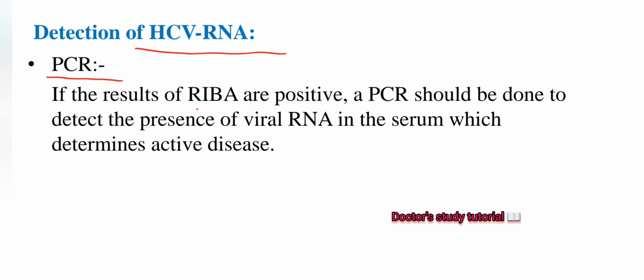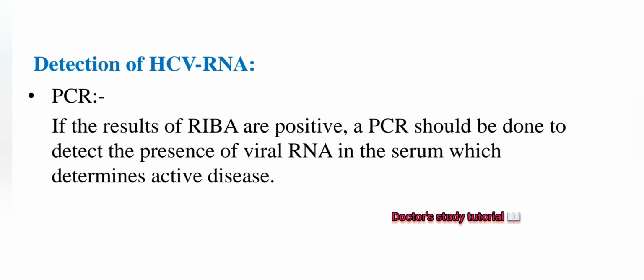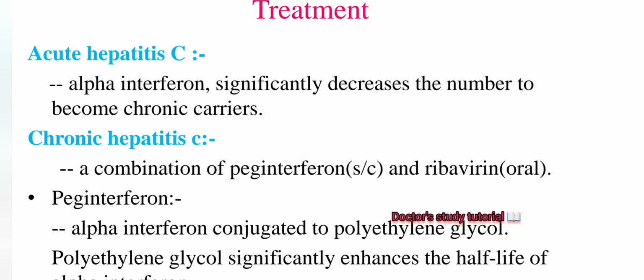If the results of recombinant immunoblot assay are positive, a PCR should be done to detect the presence of viral RNA in the serum, which determines active disease. Treatment: in acute hepatitis C, alpha interferon significantly decreases the number who become chronic carriers.